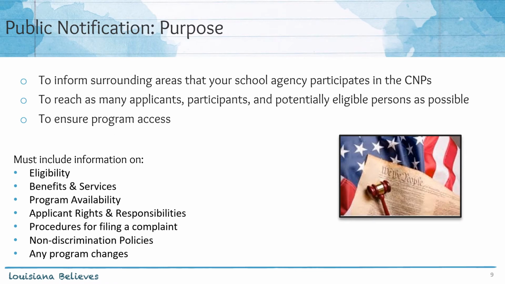Public notification. Purpose. All food and nutrition services assistance programs must include a public notification system. The purpose of public notification is to inform applicants, participants, and potentially eligible persons of the program availability, program rights and responsibilities, the policy of non-discrimination, and the procedure for filing a complaint. Through public outreach, SFAs are trying to ensure program access to as many potential participants as possible. Public notification must include information regarding eligibility, benefits and services, program availability, including hours and locations, applicant rights and responsibilities, procedures for filing a complaint, non-discrimination policies, and any program changes.